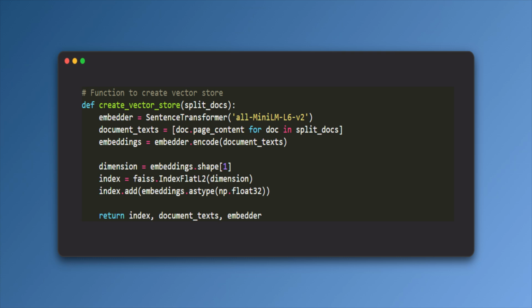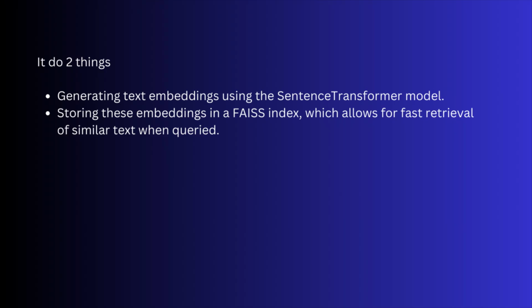Next, we need to store our document in a way that allows fast searching. We do this using embeddings and FAISS vector database. FAISS is an open source vector database from Meta. This function, create vector store, is responsible for converting text data into numerical representation, which is embedding, and storing them in FAISS index for efficient similarity search. It does two things: generating text embedding using the sentence transformer model, and storing these embeddings in FAISS index, which allows for fast retrieval of similar text when required.